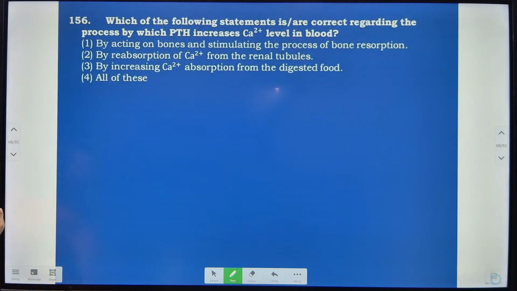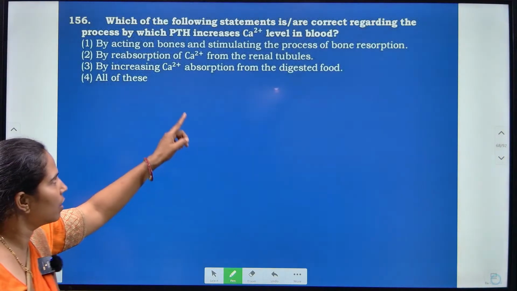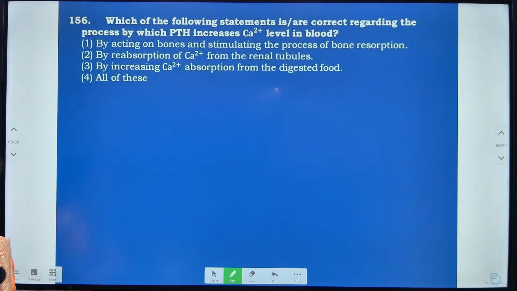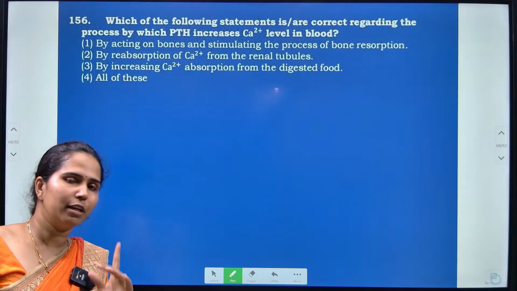Next, which of the following statements are correct regarding the process by which the parathyroid increases calcium level in the blood? You know, parathyroid hormone will help in increasing the calcium level in the blood here.